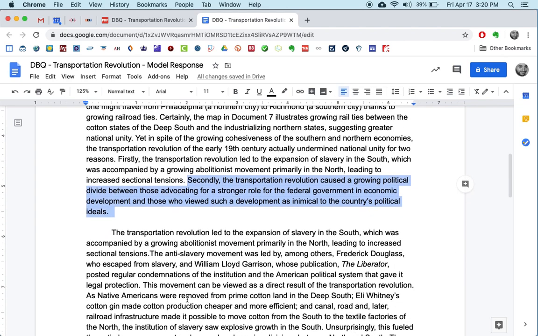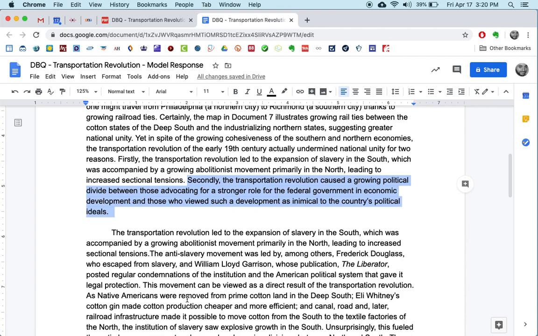for the federal government in economic development and those who viewed such a development as inimical to the country's political ideals. Instead of just saying that the transportation revolution caused political divisions, which probably wouldn't get me any credit on the AP exam, I describe the nature of those political divisions.